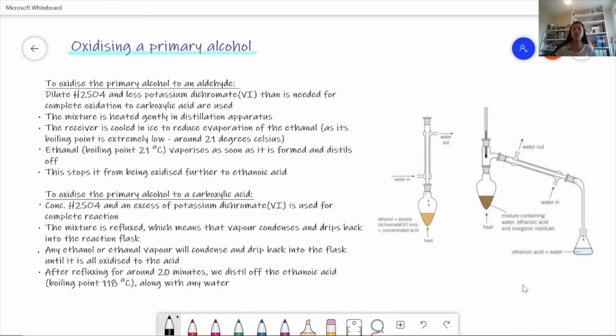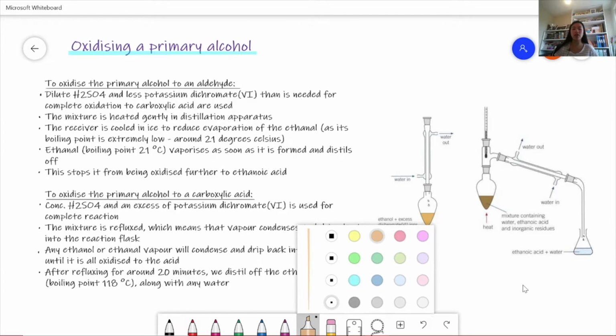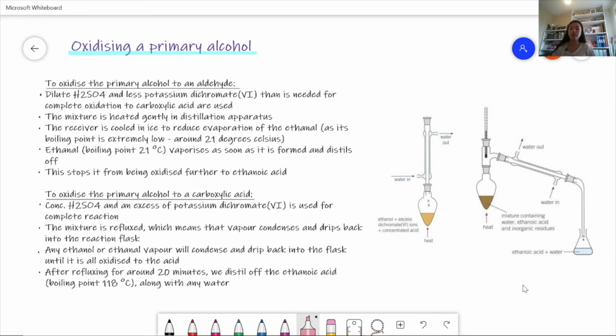So now we're going to talk about oxidizing a primary alcohol. First we're going to discuss oxidizing it to an aldehyde. So we use a dilute sulfuric acid and less potassium dichromate than is needed for complete oxidation to carboxylic acid. And so these are the two conditions that we need to remember: we're using dilute acid and also not very much of the oxidizing agent. And then the mixture is heated gently in distillation apparatus.